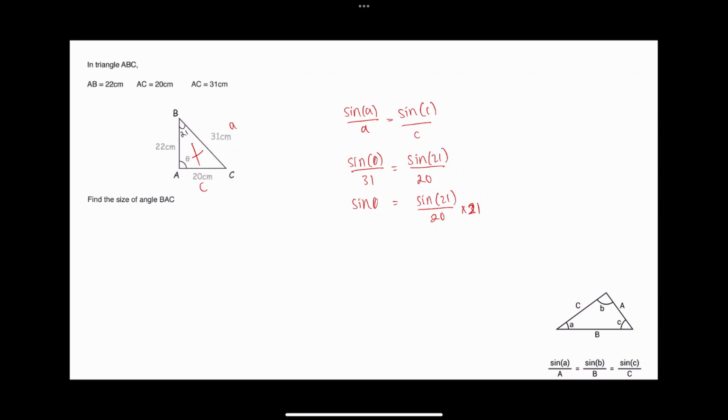We should first label each of the unknown sides with the respective letter, so theta at angle A is opposite side length 31 centimeters. The 21 degree angle is opposite the 20 centimeter length. Use sine A over A is equal to sine C over C and substitute in the correct numbers. Rearrange the equation to make sine theta the subject, which gives you 0.5554 to 4 decimal places, and then rearrange to make theta the subject, which gives you 33.74 to 2 decimal places.